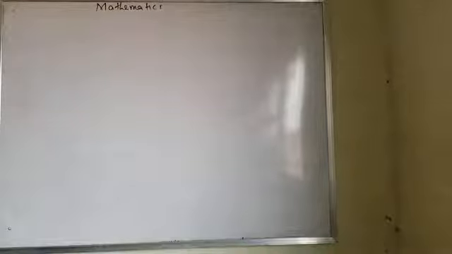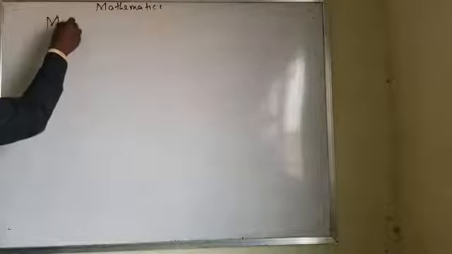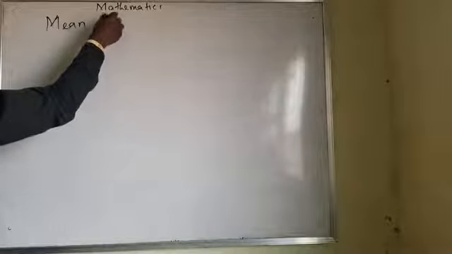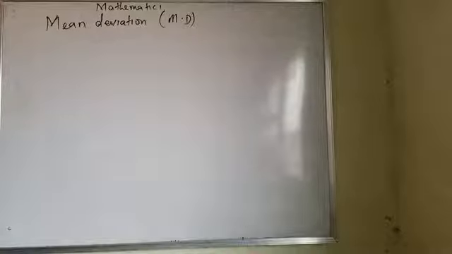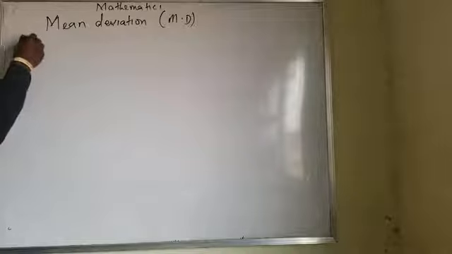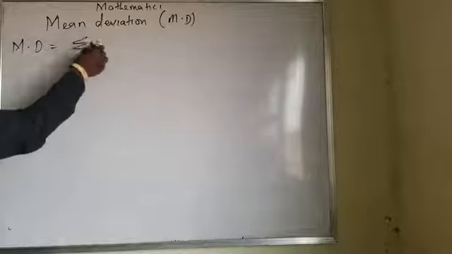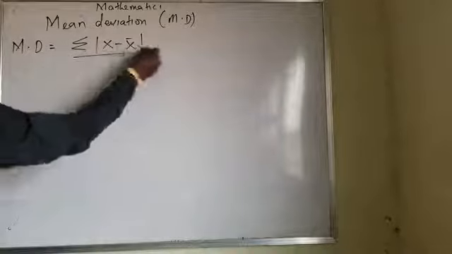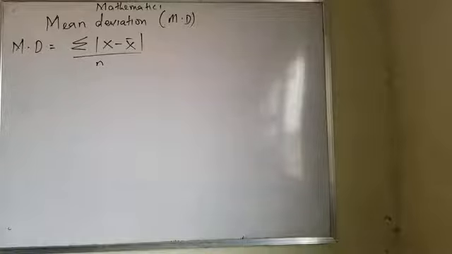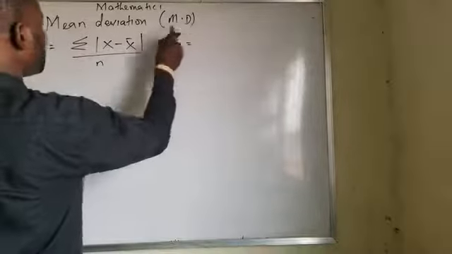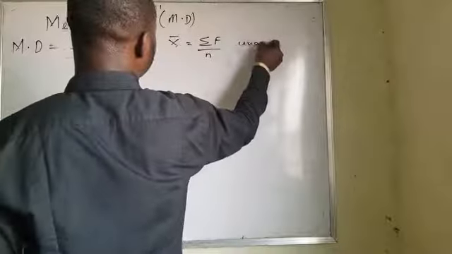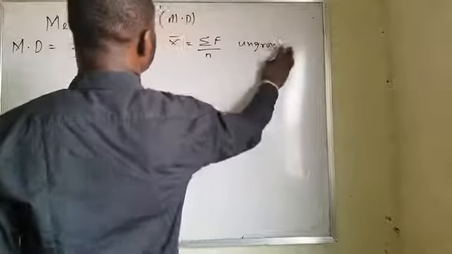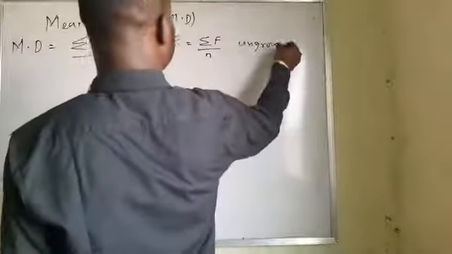Okay, look at this. I want to work on mean deviation before I end this. Mean deviation, we call it MD. I've said at the beginning that it's also part of what we have to work on in this video. Mean deviation, which is my MD, will be equal to the summation of the absolute value of x minus x bar, divided by N. Don't forget that my N for ungrouped data is the summation of f.